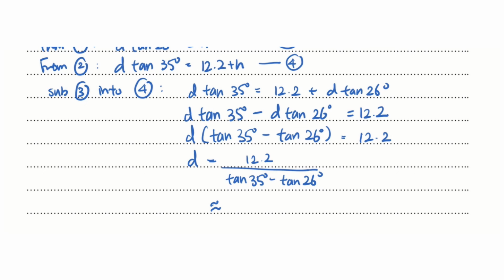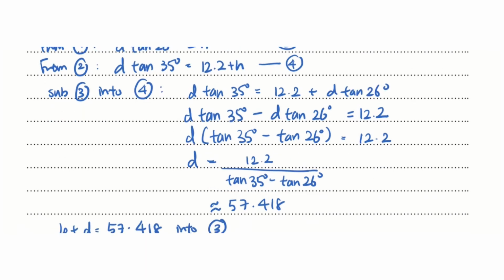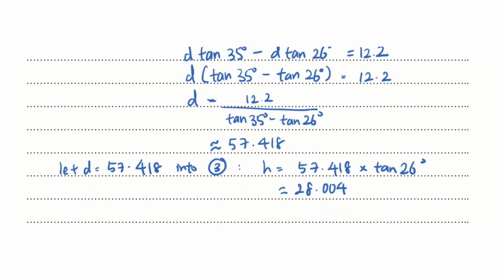If we were to do that, we will get the answer to be 57.418. Then the question doesn't want us to find D. We are trying to find H, don't forget that. So let D equal 57.418 into equation 3, which was D tangent 26 degrees. So H is equal to 57.418 times tangent 26 degrees. With this, we will get the value for H, and that is 28.0 meters. Right, so that's all for question 13.